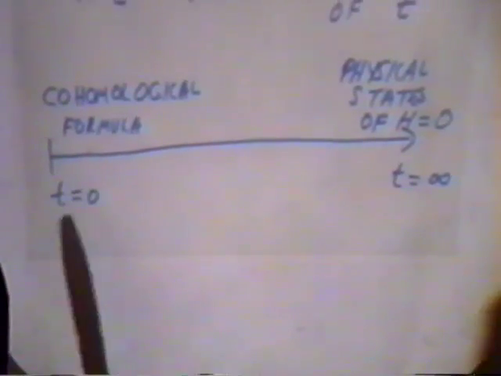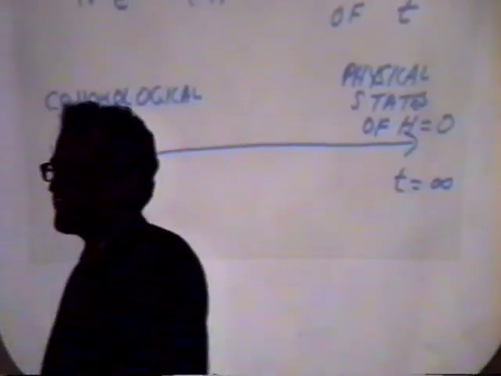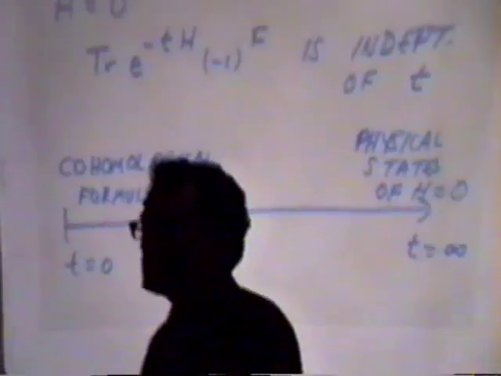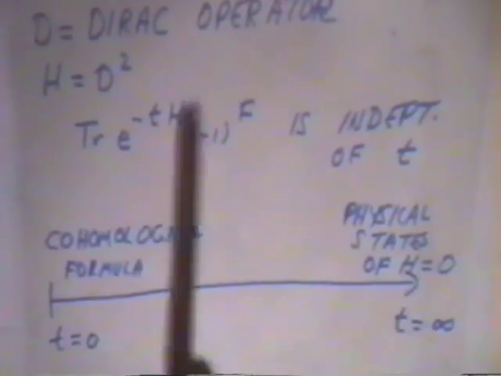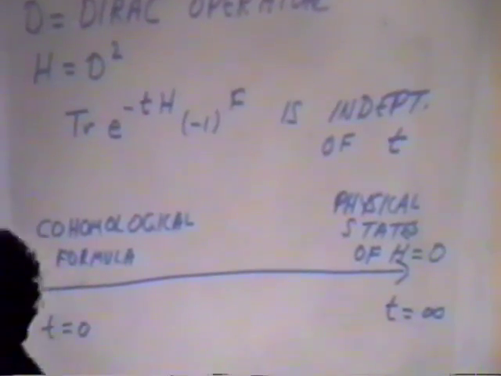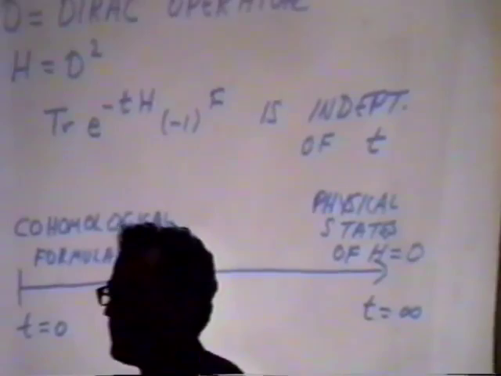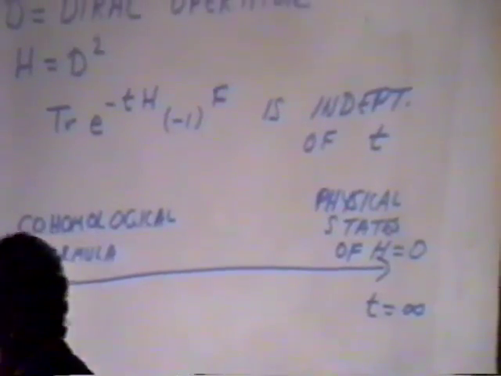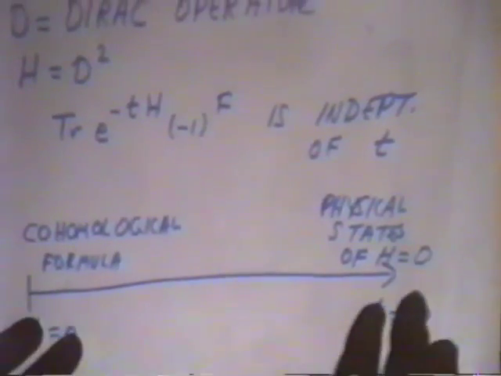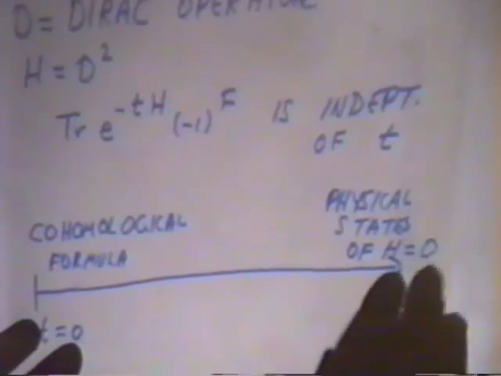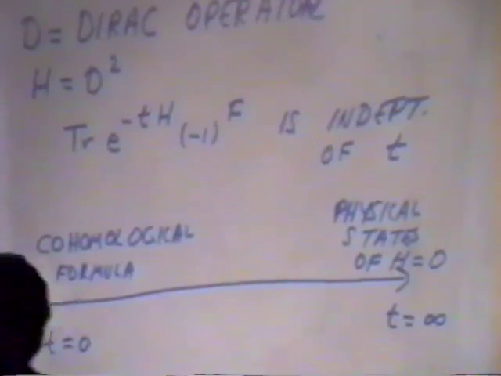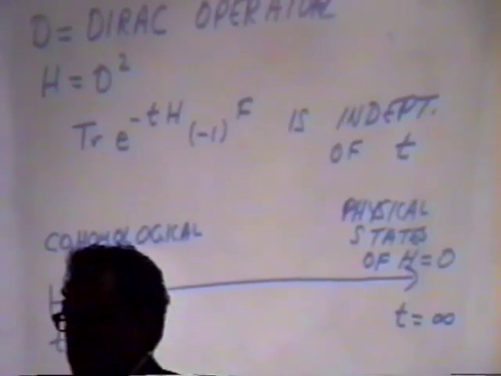For t goes to 0, you use the short time behavior of the heat kernel, and you get a cohomological formula. And for t goes to infinity, you look at the zeros of the Hamiltonian, the physical ground states, and you get the description as the index of the operator. So the statement that these two are equivalent is the index theorem. Something calculated by knowledge of the physics is equivalent to a cohomological formula.